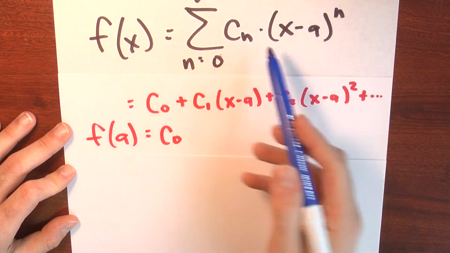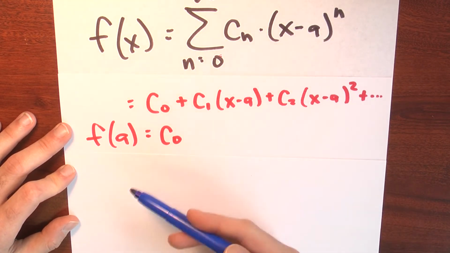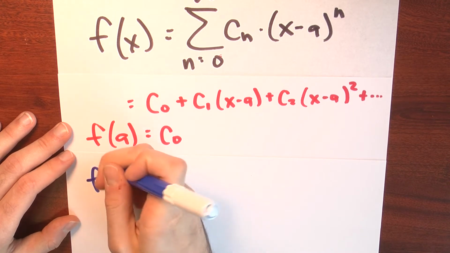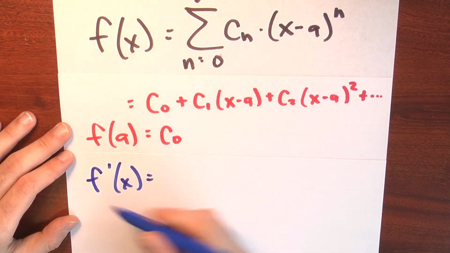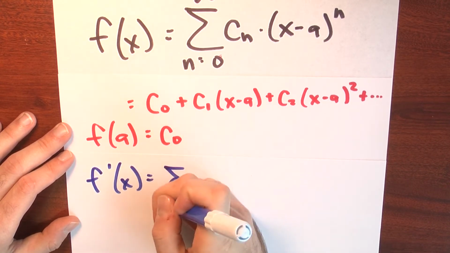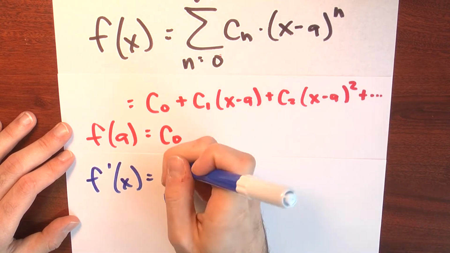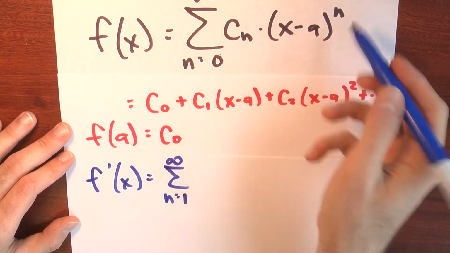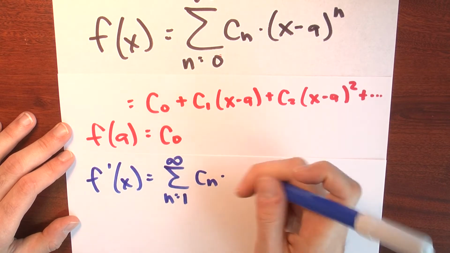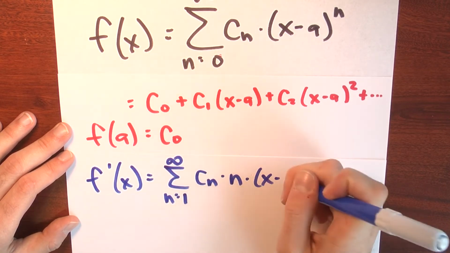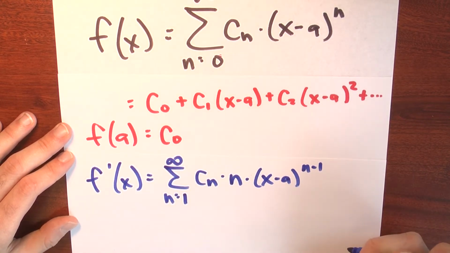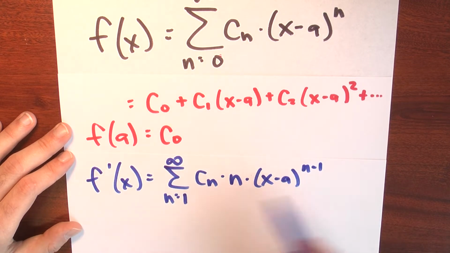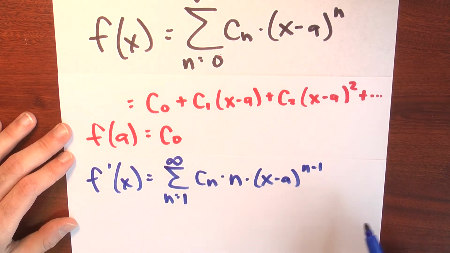So I'm assuming that this is true whenever x is within big R of a. So the same will be true for the derivative at least. So the derivative of f at x will be the sum, n goes not from 0 but from 1 to infinity, of the derivative of this, which is c sub n times x minus a to the n minus 1. And this is true at least when x is within that same big R of a.